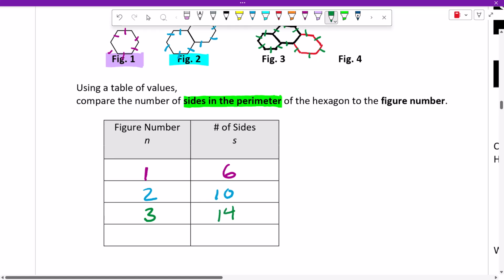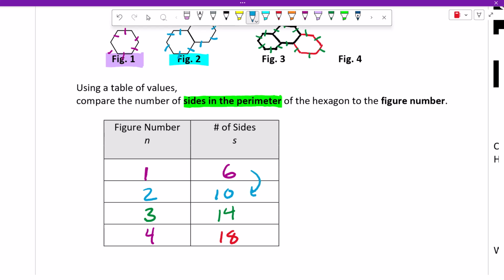And this is not a very fun diagram to redraw. And if you wanted to draw figure 4, we're not going to draw figure 4. If we drew figure 4, how many sides would there be on the outside? 18. 18 says Reese. How do you know it's 18, Reese? I don't. It goes up by 4. All right. It goes up by 4 each time.